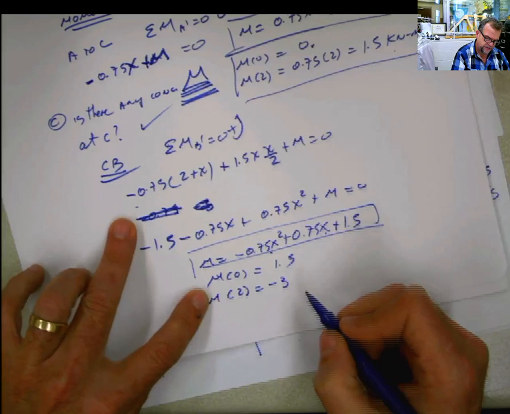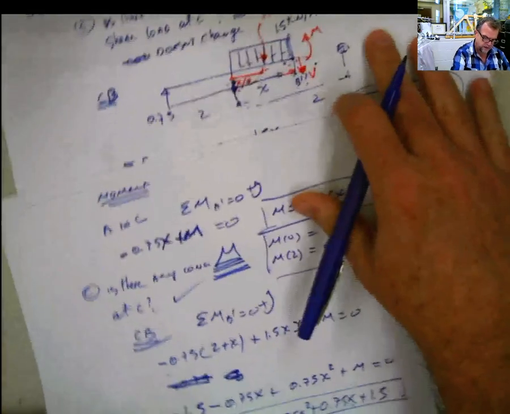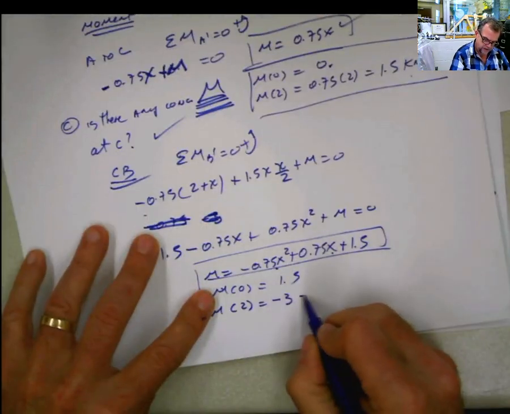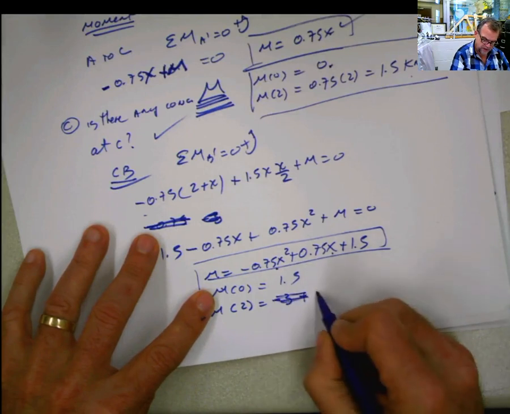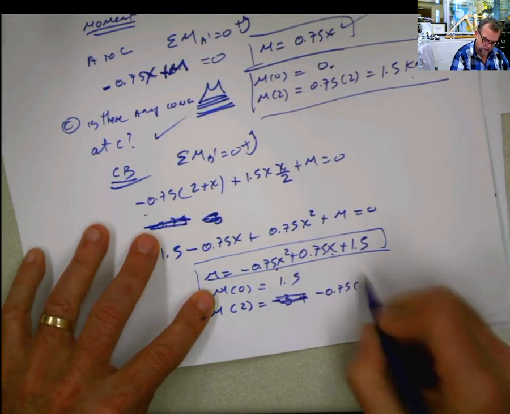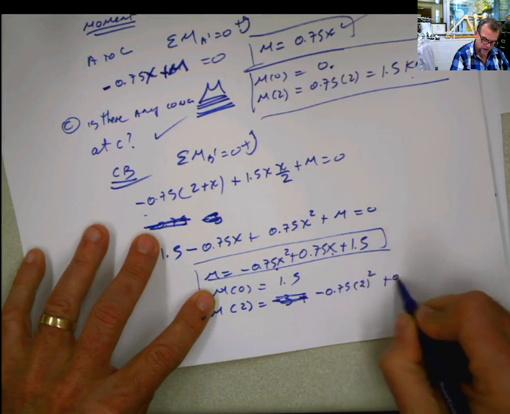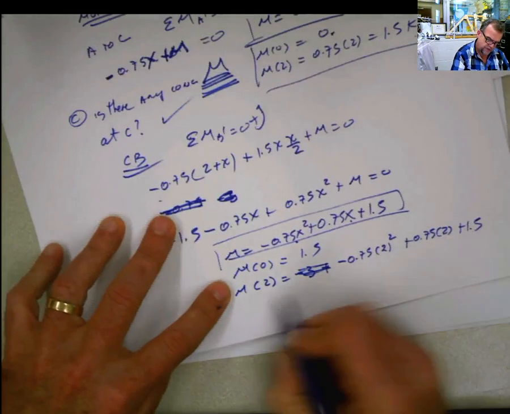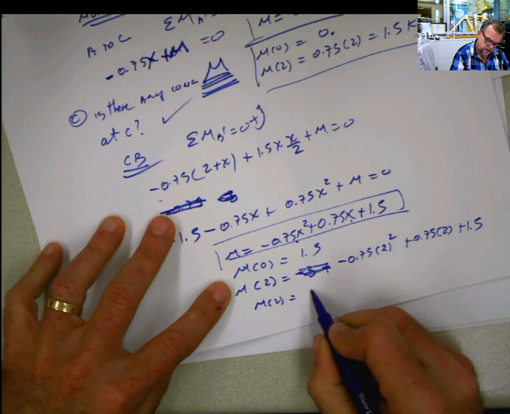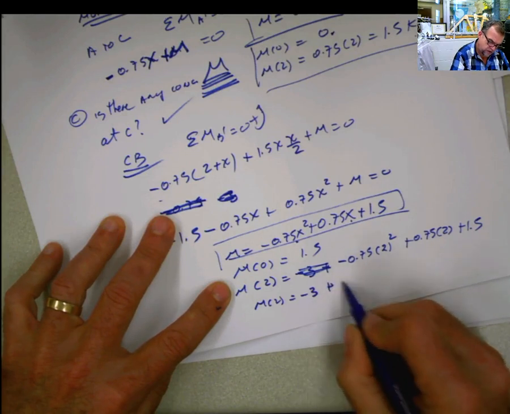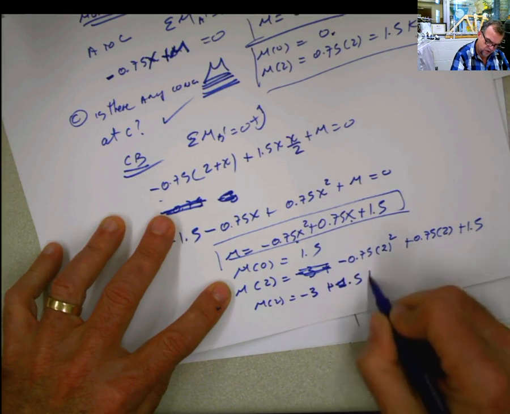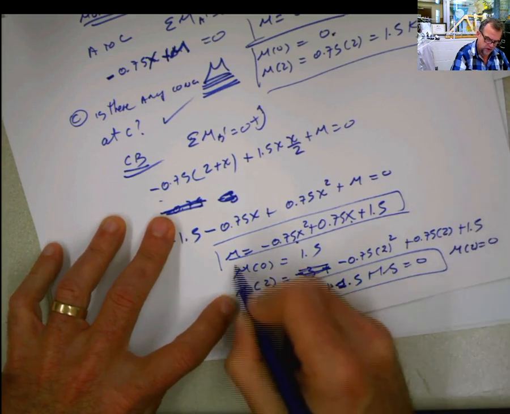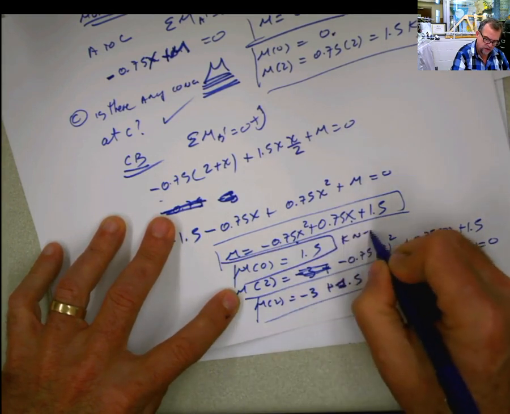Yes, this is negative 3. Negative 3 plus 0. I'm going to put it by steps. Negative 0.75 times 2 squared plus 0.75 times 2 plus 1.5. This is 4, 3. At 2, the moment is 3. Negative 3 plus 1.5 plus 1.5 equals 0. So the moment at 2 equals 0, and the moment at 1 equals 1.5 kilonewton meter.